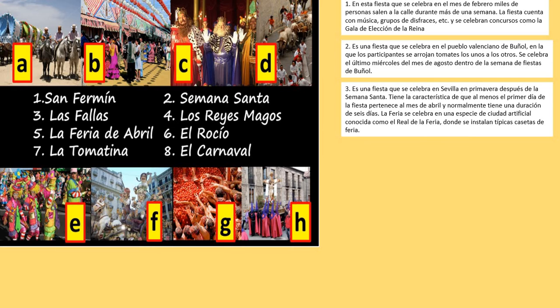Number 3. Es una fiesta que se celebra en Sevilla en primavera después de la Semana Santa. Tiene la característica de que al menos el primer día de la fiesta pertenece al mes de abril y normalmente tiene una duración de 6 días. La feria se celebra en una especie de ciudad artificial conocida como el Real de la Feria, donde se instalan típicas casetas de feria. Having read that, what do you think it is, and what's the name?